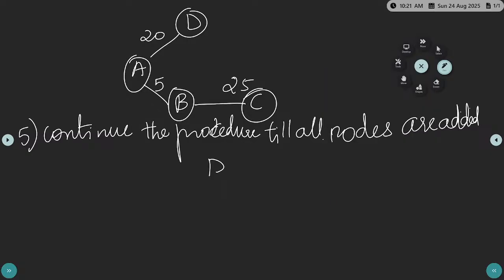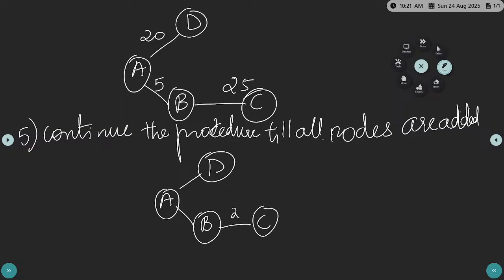Next I am taking D, again A, B, C. So this weight is 25, this is 5 and this is 20. Now I am going to add E. C's immediate neighbors are B and D. If I add B and D, it becomes a cycle. So I cannot add. So I am going to add C to E, which is 37.